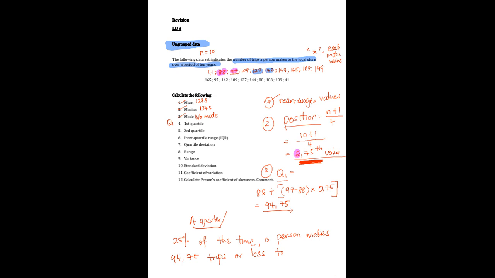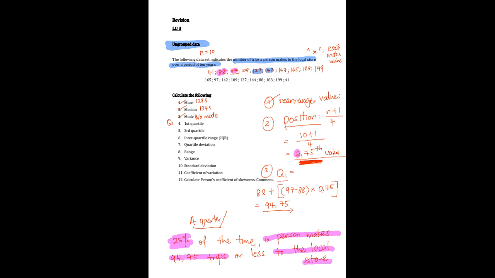So again, if you look at that, the only thing that changed was that a person makes so many trips to the local store. And here, because it is the first quartile, we said 25.75: 25% of the time, a person makes 94.75 trips or less to the local store. In place of 25% of the time, you can say a quarter of the time. That's perfectly fine as well. And that is your calculation of your Q1.